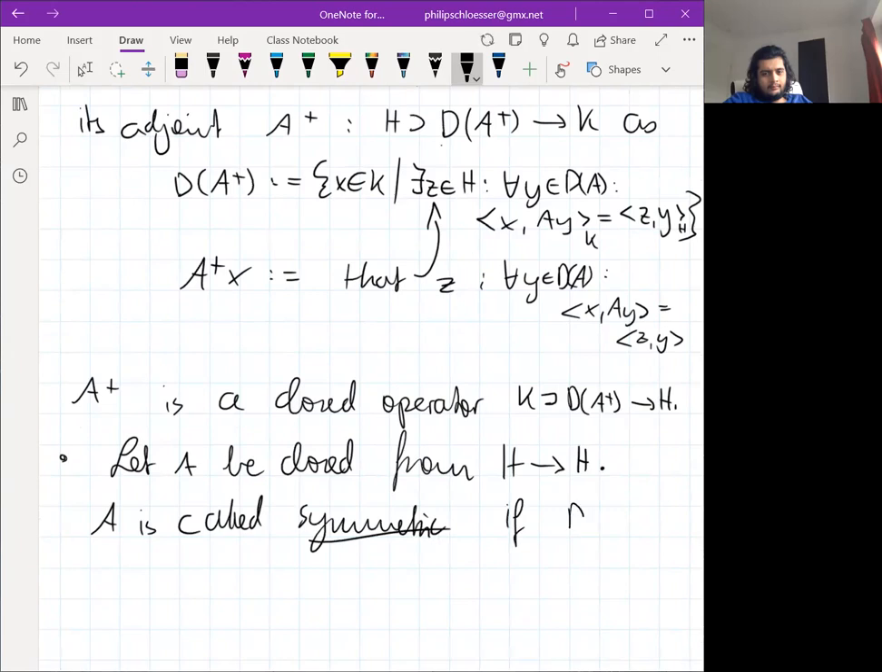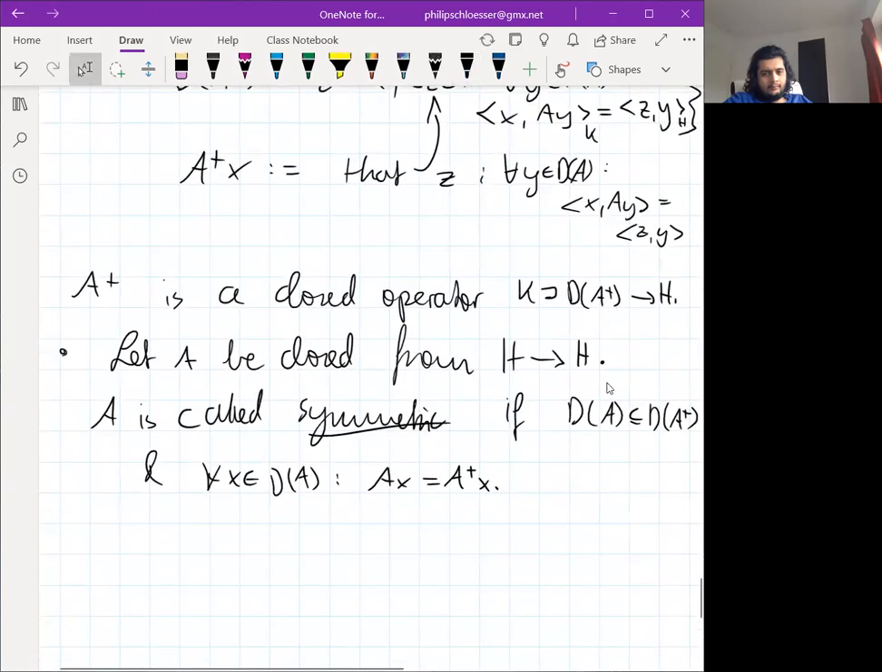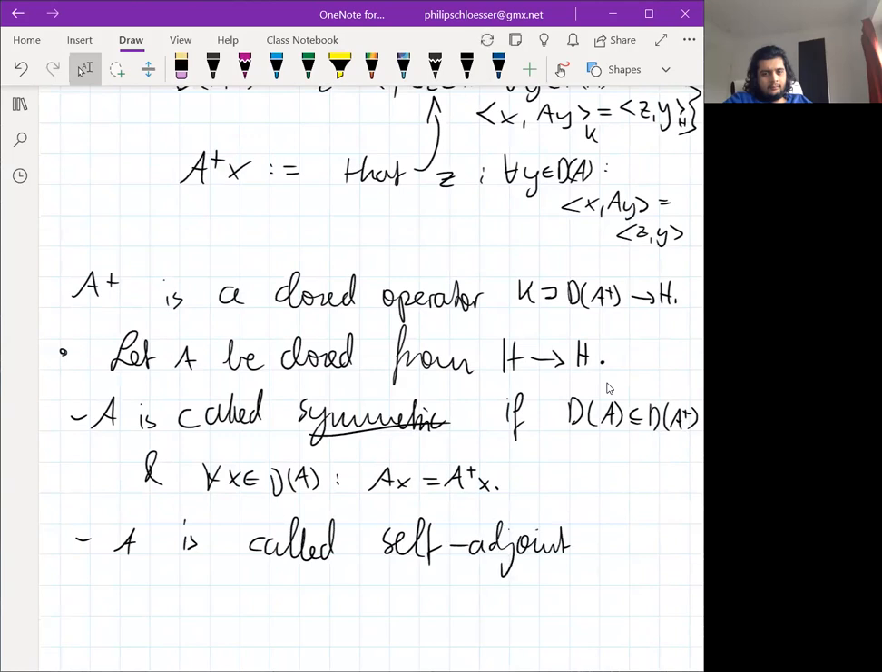if the domain of A is a subset of the domain of A dagger, and for all x in the domain of A, we have Ax is equal to A dagger x, and A is called self-adjoint if A is equal to A dagger.